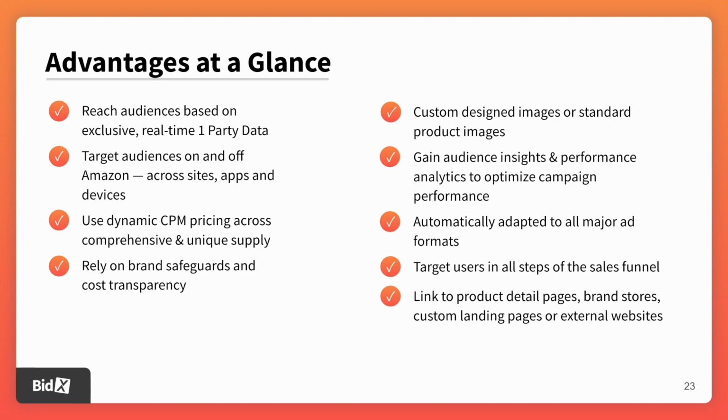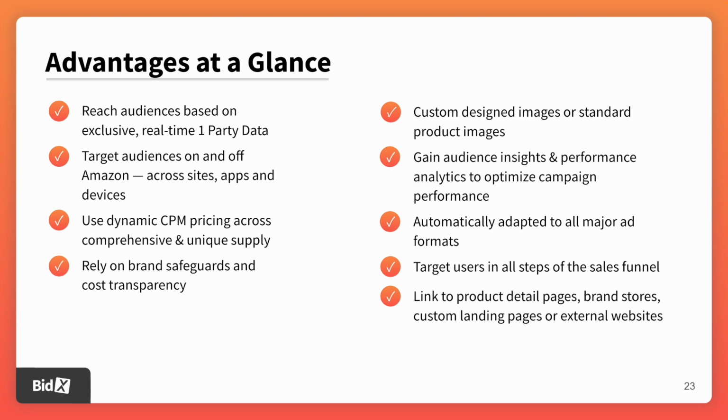So here we have the advantages also at a glance, a little bit more detailed, which is, like I already said, the biggest advantage is that you can reach audiences based on exclusive real-time first-party data from Amazon. You can target audiences on and off Amazon across sites, apps, and devices, so you have a lot of possibilities. Also, you can use dynamic CPM pricing across comprehensive and unique supply. You can rely on brand safeguards and cost transparency, which is guaranteed by Amazon.